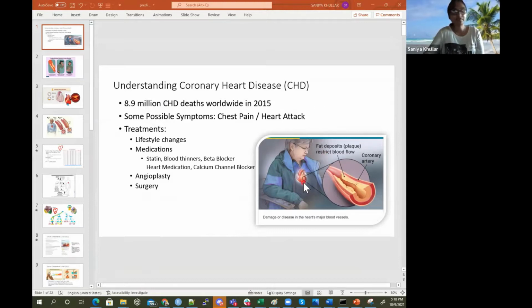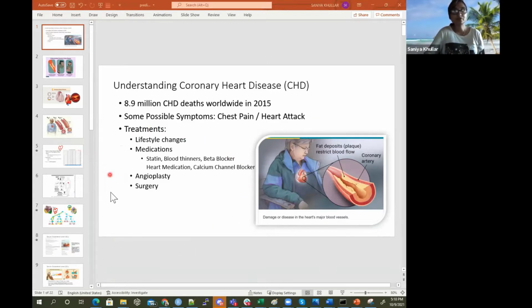In your heart, you have these blood vessels that are pumping blood. And this is a coronary artery. What happens in these diseases is that there are fat deposits, like plaques, that restrict blood flow in these arteries. So it's damage or disease in the heart's major blood vessels. Some of the possible symptoms can be chest pain, heart attacks, and treatments.